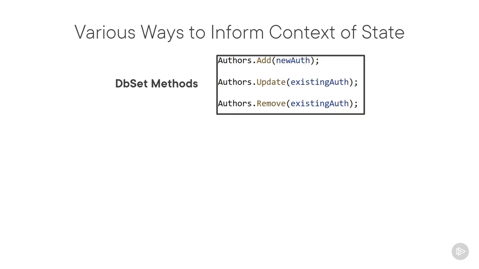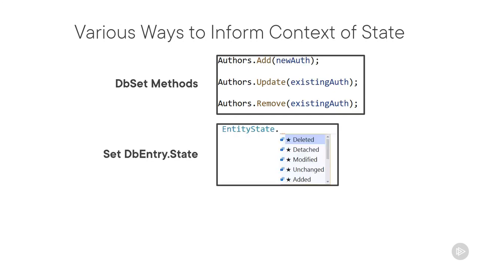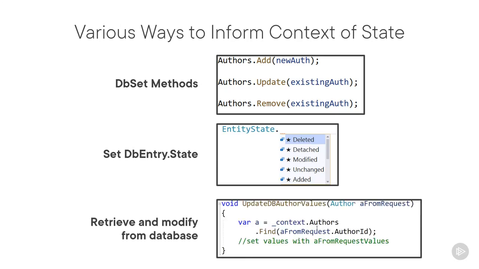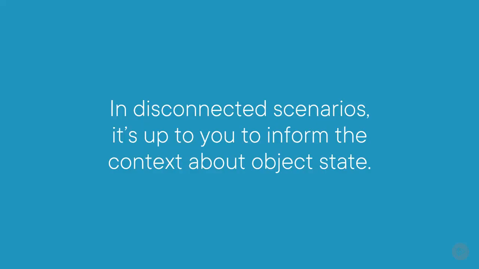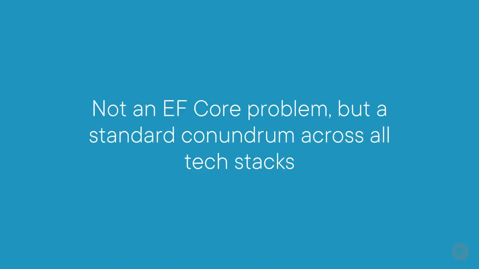As you've seen, we do have a number of ways to do this, with the DbSet methods Add, Update, and Remove, or setting the entry state explicitly through the context, or even just pulling down the current values from the database and applying the incoming values to those objects directly. But all of these patterns still require that your web application knows what the state of the incoming objects should be. And to be clear, this isn't an EF Core problem.